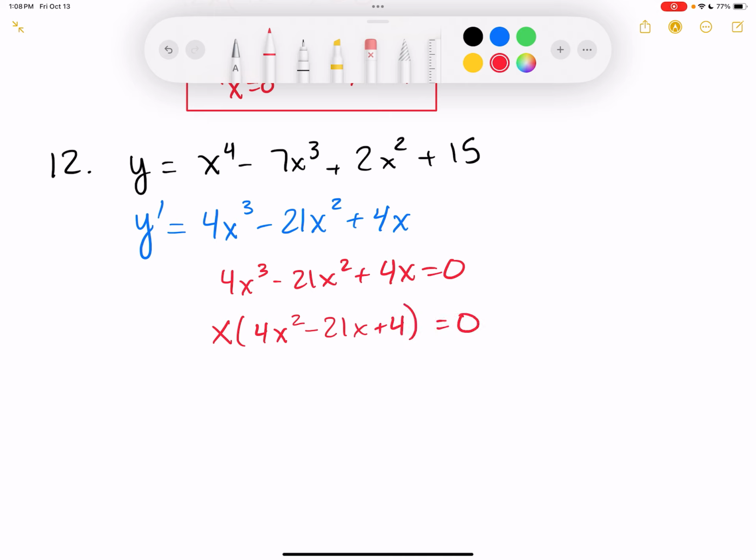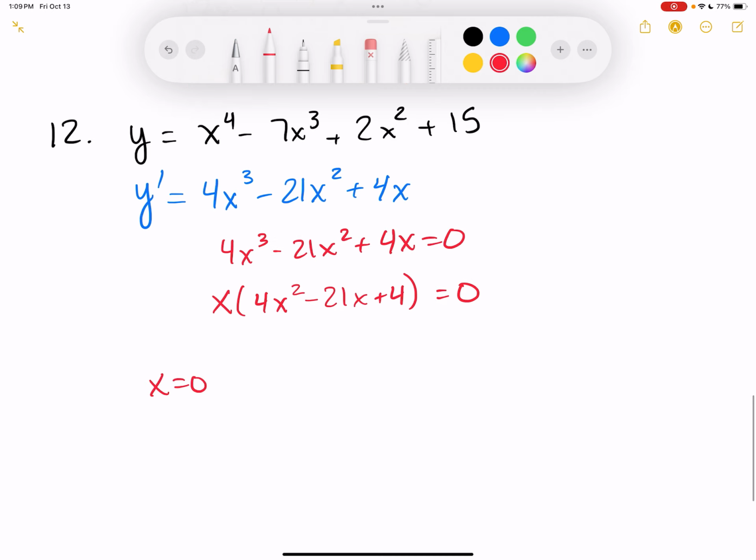So then we're going to have to factor that a little bit. We can set both equal to 0. x equals 0 is already taken care of. So then 4x squared minus 21x plus 4 equals 0.